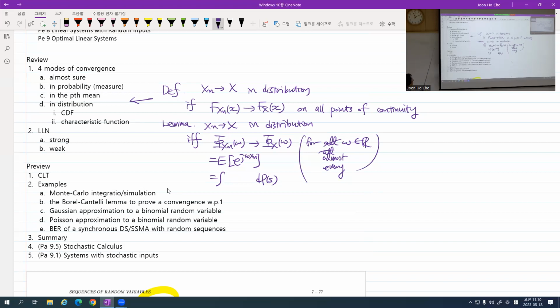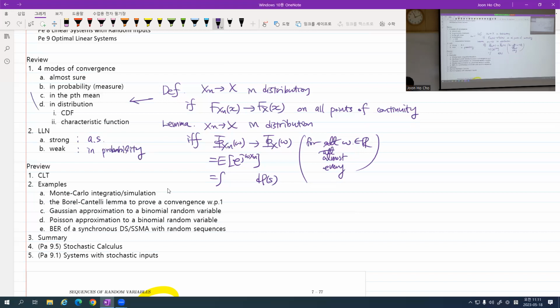We also had law of large numbers last time, and we classified the law of large numbers into first, strong law of large numbers, and second, weak law of large numbers. Of course, you can derive or define other kinds of law of large numbers. But here, strong law has the commonality in that they show almost sure convergence. Weak law, on the contrary, shows the convergence in probability.